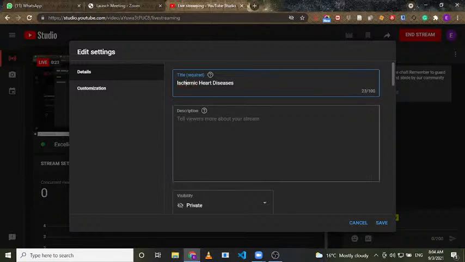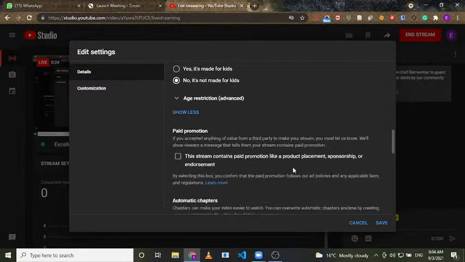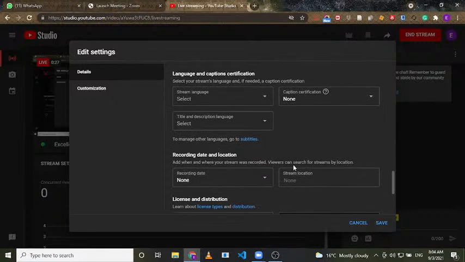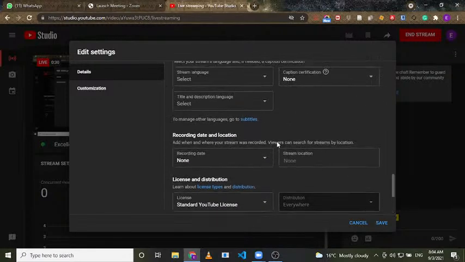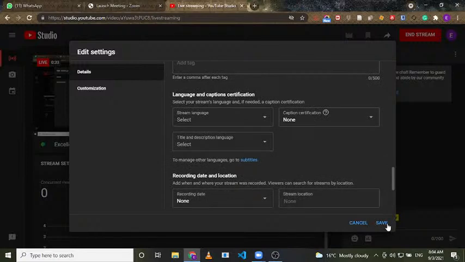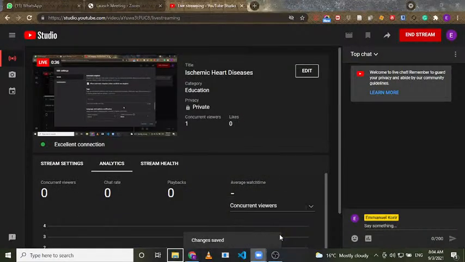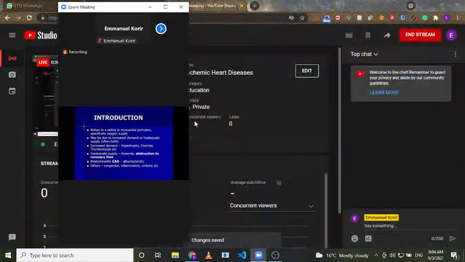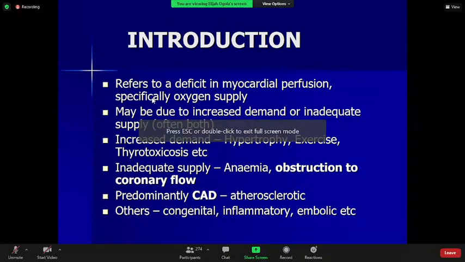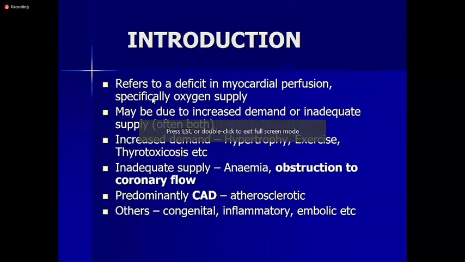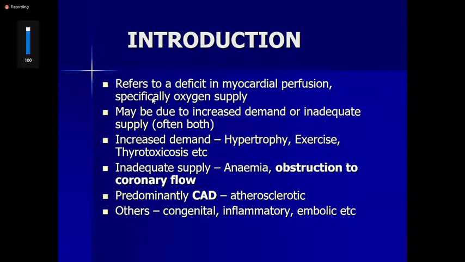One cause of this is, of course, anemia. I mean, it is hemoglobin that carries oxygen to the tissue. So if you have less hemoglobin, then there is less supply of oxygen. But the main cause of inadequate supply is obstruction to coronary flow. And that's why I've highlighted it. And this obstruction to coronary flow, which is coronary artery disease, is predominantly atherosclerotic. And the rest of this lecture, unless specified otherwise, will be referring to atherosclerotic coronary artery disease.